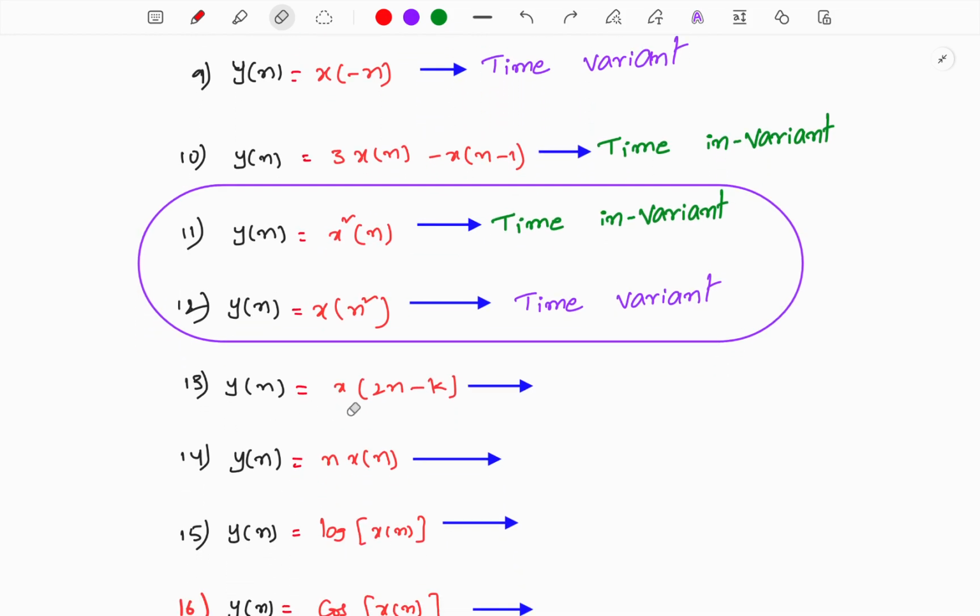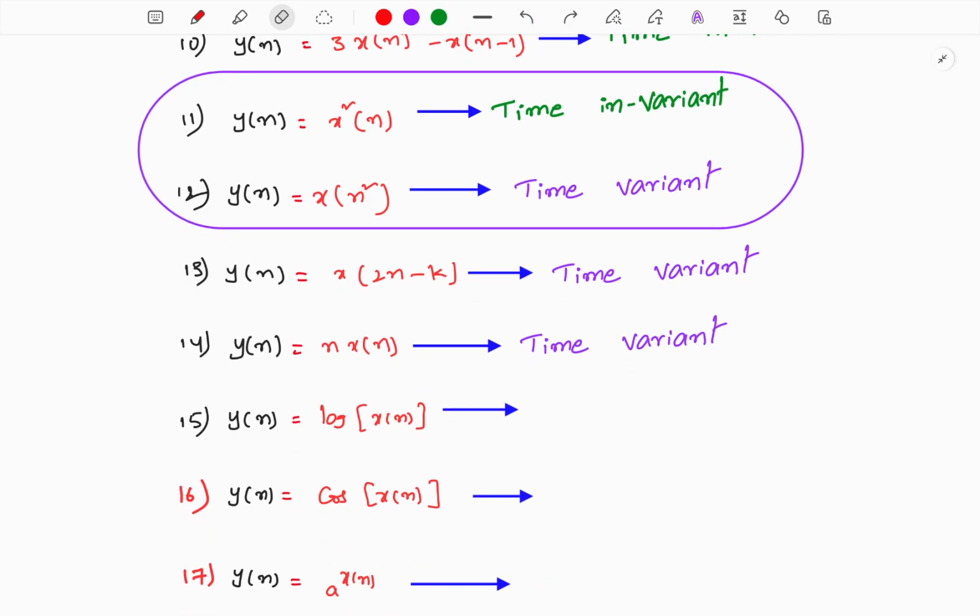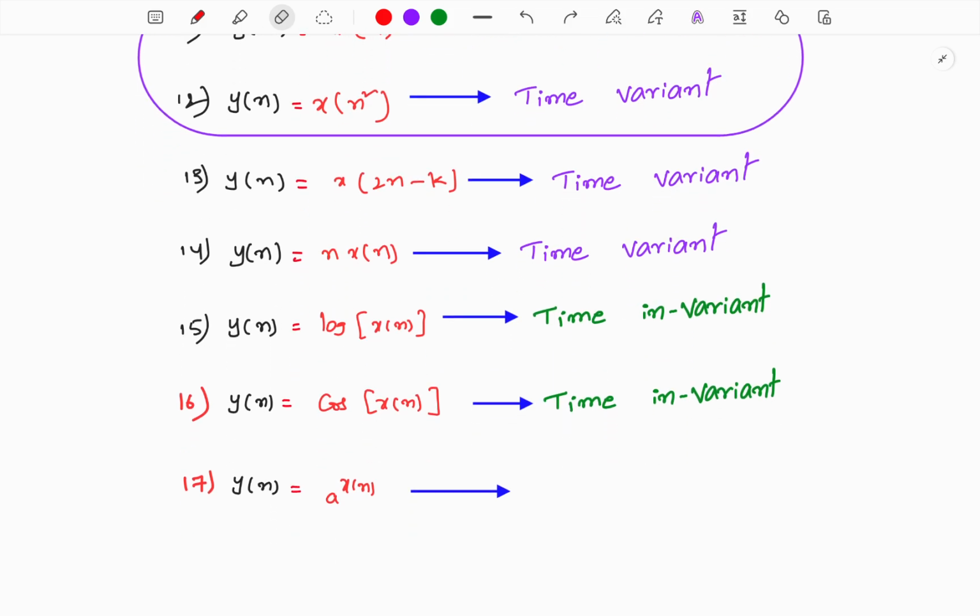Next, y of n is equal to x of 2n minus k. This is a time variant system. 14th, y of n is equal to n into x of n. This is a time variant system. Next, 15th, y of n is equal to log of x of n. This is a time invariant system. Next, y of n is equal to cos of x of n. This is a time invariant system. Next, the last example, y of n is equal to a into x of n. This is a time invariant system.